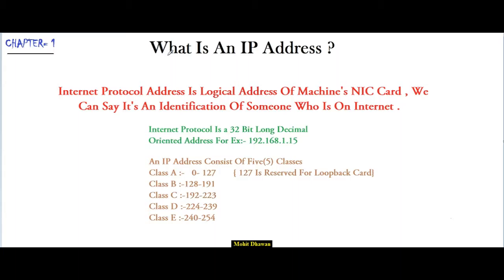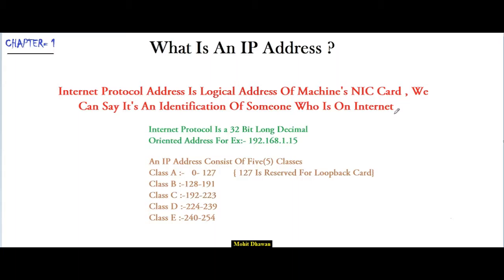What is an IP address? An IP address is nothing but a logical address. Internet Protocol is a logical address of a machine's NIC card. A NIC card is a LAN card of everyone's machine. Or in simple language, we can say that it is an identification of someone who is on the internet. Everyone who works on the internet has an IP address.